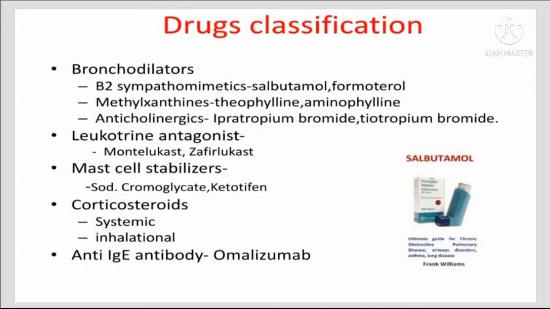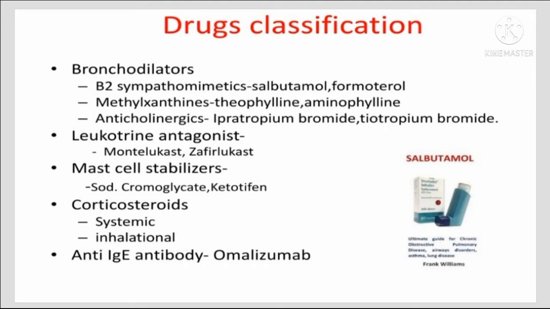Third one is mast cell stabilizers. Whenever mast cells bind with IgE antibody, they cause degranulation and produce histamines and leukotrienes, which will cause bronchoconstriction and inflammation of the airways. So this drug is given to stabilize the mast cell.